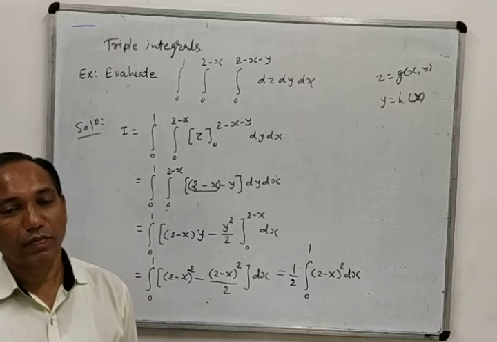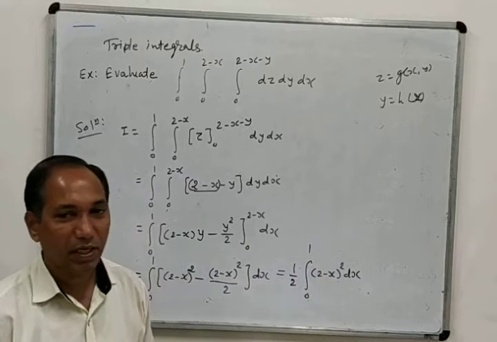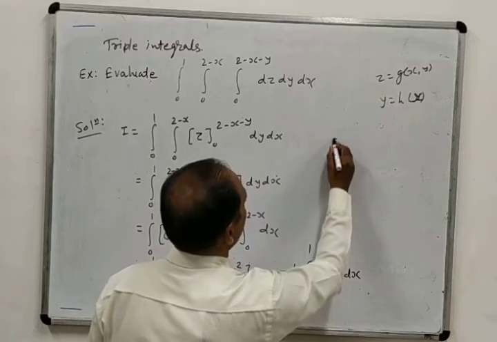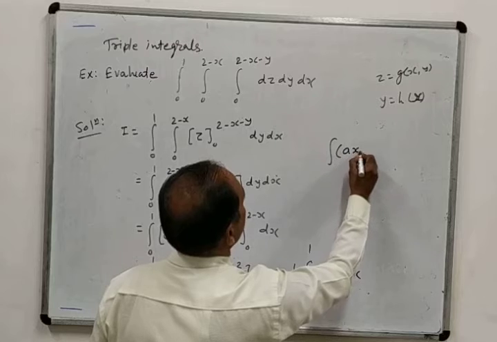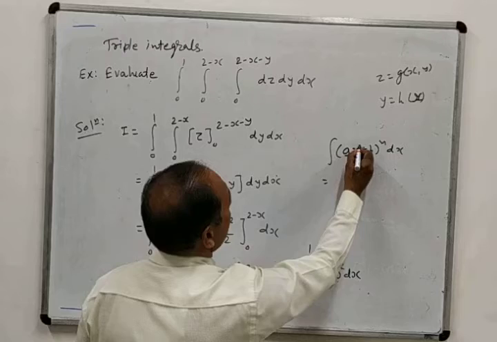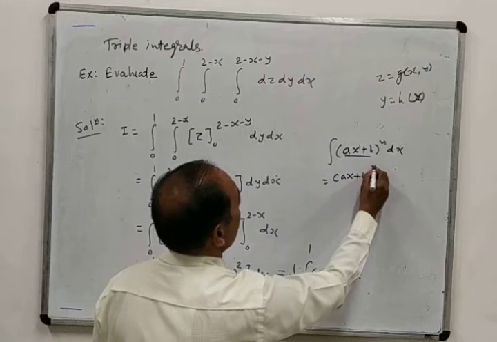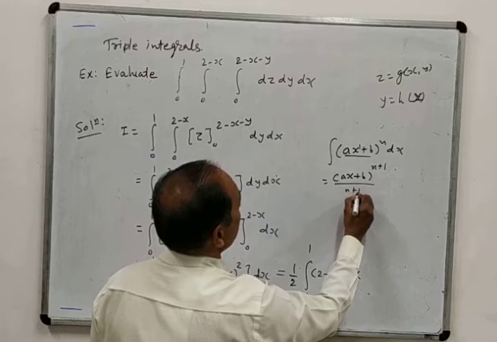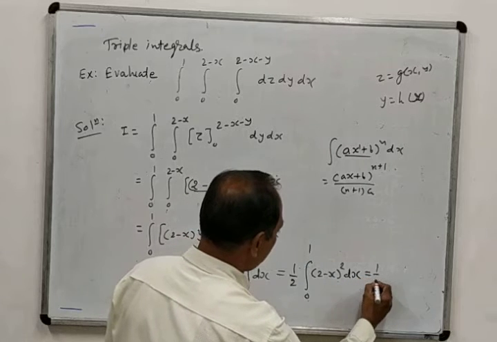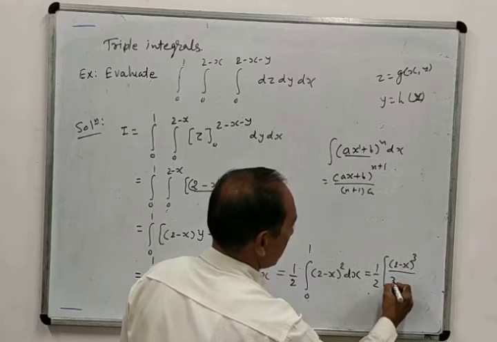You can solve this in two ways. First, opening this bracket: 4 minus 4x plus x square. In this way also you can do, but here you can see that this is in the form of (ax plus b) whole raised to n dx. Whenever it is linear form, that means the power of x is only 1 here, then it can be evaluated as (ax plus b) raised to n plus 1 divided by n plus 1, and the coefficient of x, that means a. So here the integration of this one is (2 minus x) whole cube by 3.